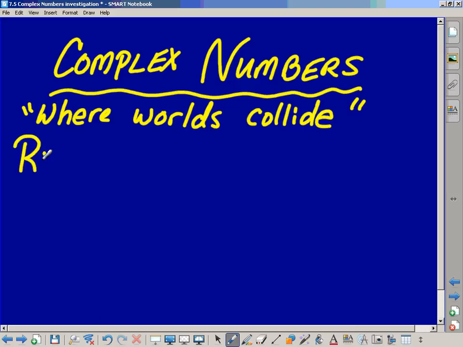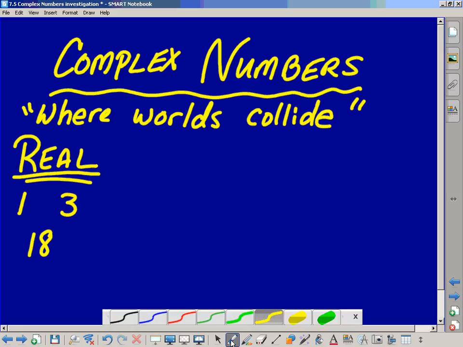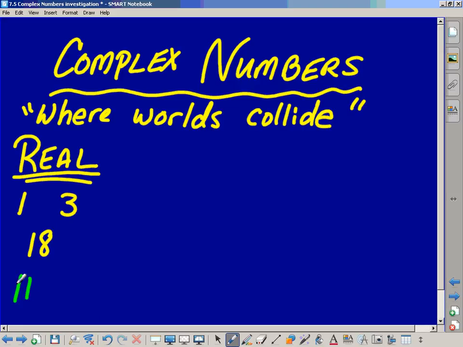The real number system is the number system that you've been working with ever since you started your career in school, with normal numbers like 1, 3, 18. Just plain old counting numbers that we learned a long time ago. We added some numbers to that system. They may be a little bit different. They're called irrational numbers. They exist as well, like pi and the square root of 2.